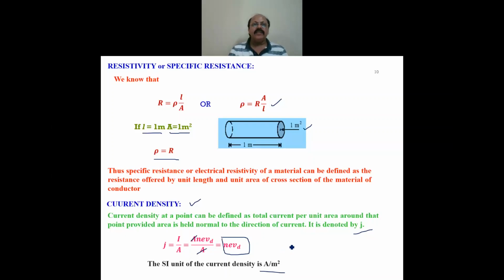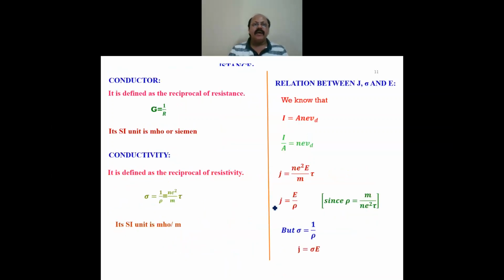Now another definition is conductance. Conductance is basically the reciprocal of resistance, which is represented by capital G. So capital G equal to 1 upon R, and SI unit is ohm inverse, that is mho or siemens. Another definition, that is conductivity. It is the reciprocal of resistivity.